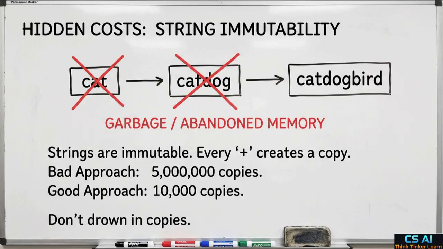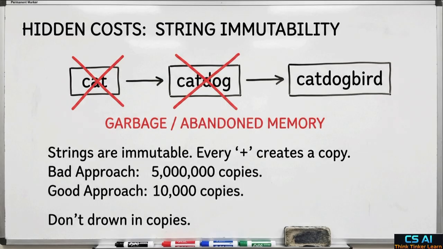Cost isn't always obvious. Sometimes it's hidden in the language features we use every day, like string immutability. As we covered in our previous videos on strings, they are immutable, meaning they cannot be changed. Every time you use a plus operator to add to a string, you are not modifying it. You're creating a completely new string and throwing the old one away.